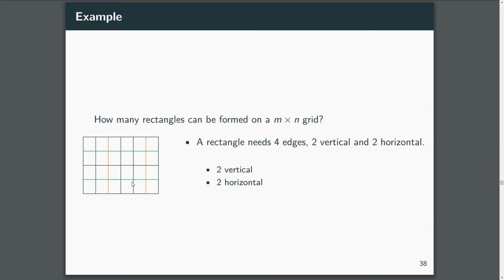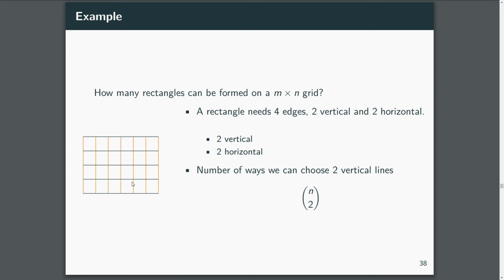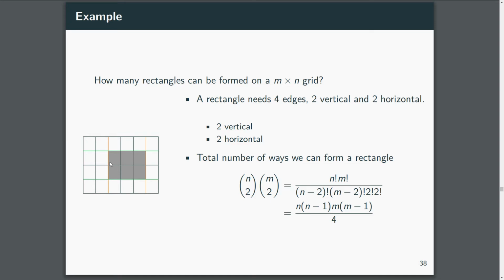And this doesn't double count? No, because n choose k ignores order. So we just have all the ways of selecting 2 edges without considering order. And because they're independent, horizontal and vertical lines, we can just multiply them together.